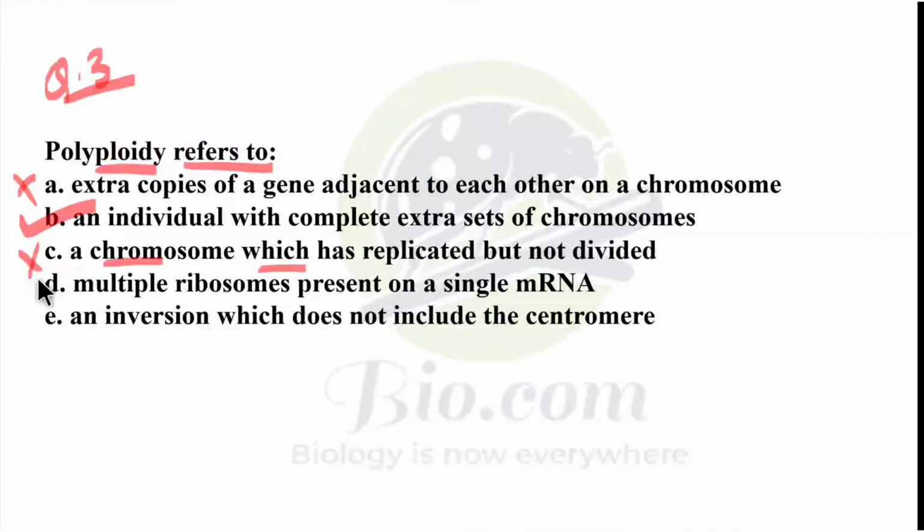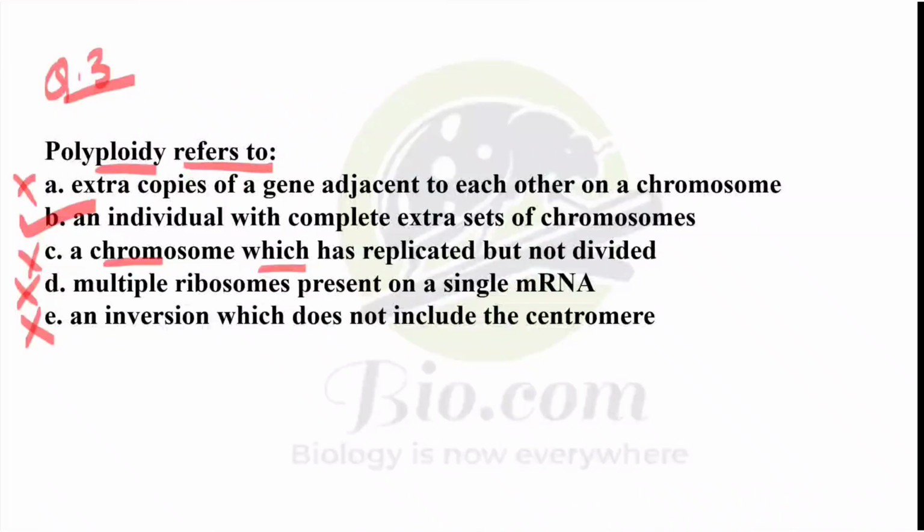Multiple ribosome? No. An inversion which does not include the centromere? No. So there is an easy way to go to the correct option: you have to read, and if there is an extreme option, you don't have to read it completely, just eliminate it and save your time so that you can scan out of the 150 questions. You are familiar with that question.